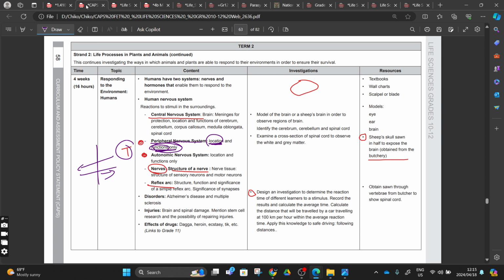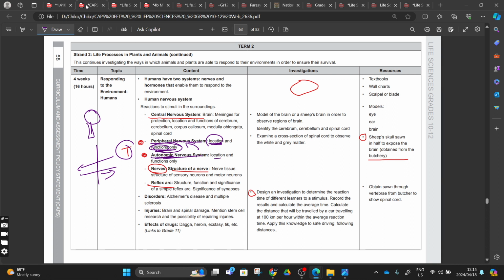As for location, these are the nerves outside the spinal cord and the brain, right? And then you should learn that under this peripheral system we have a system called the autonomic nervous system, which is part of the peripheral nervous system. And this one is also divided into two. You are going to learn this today, right?